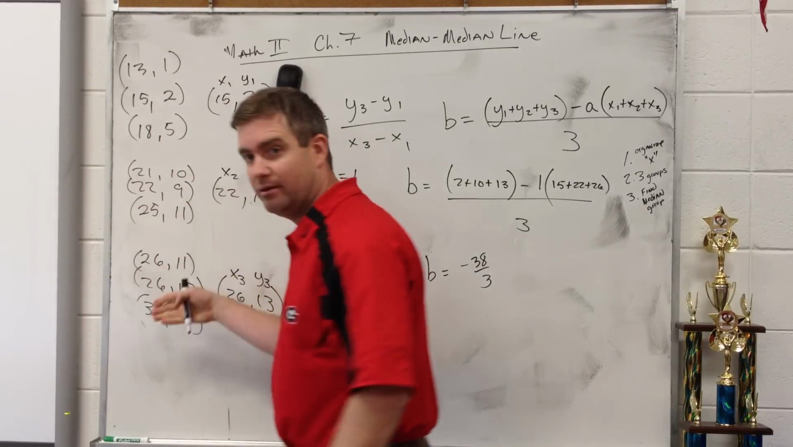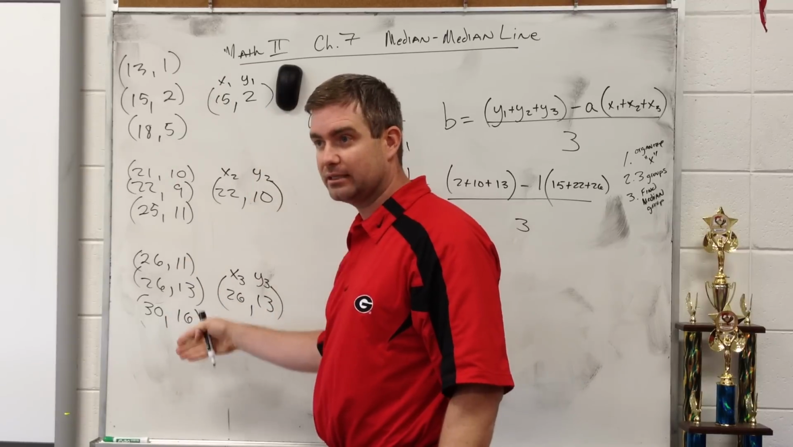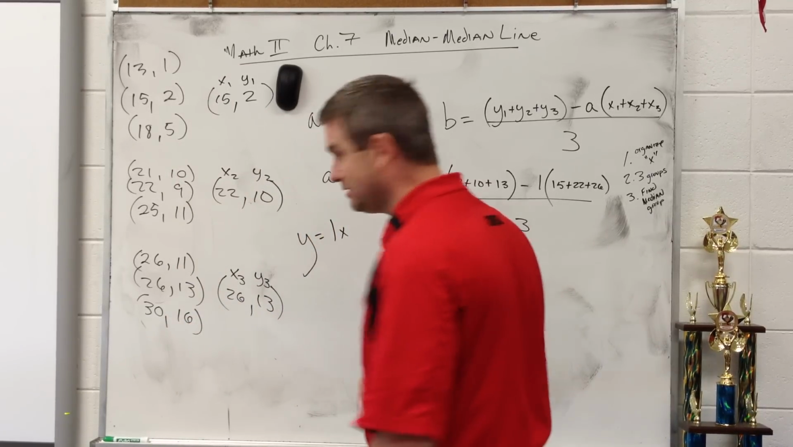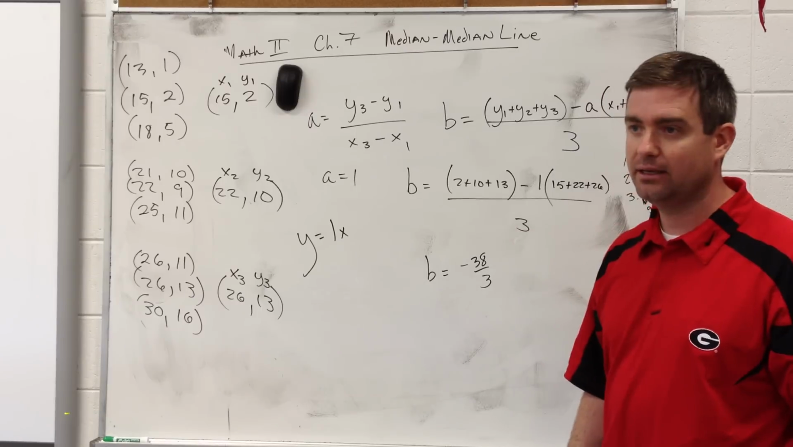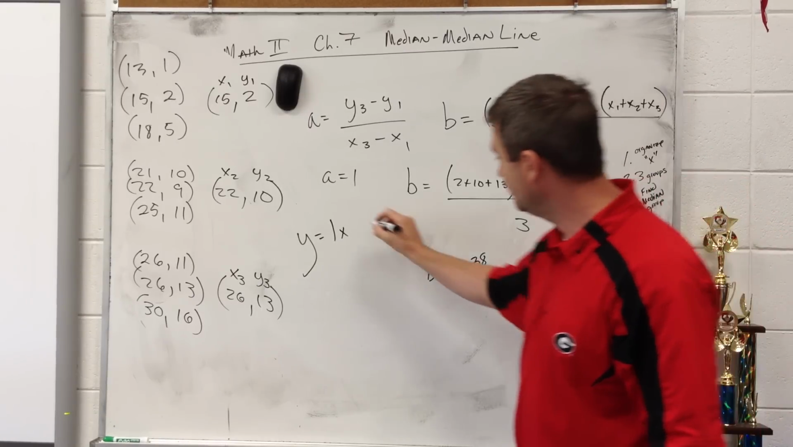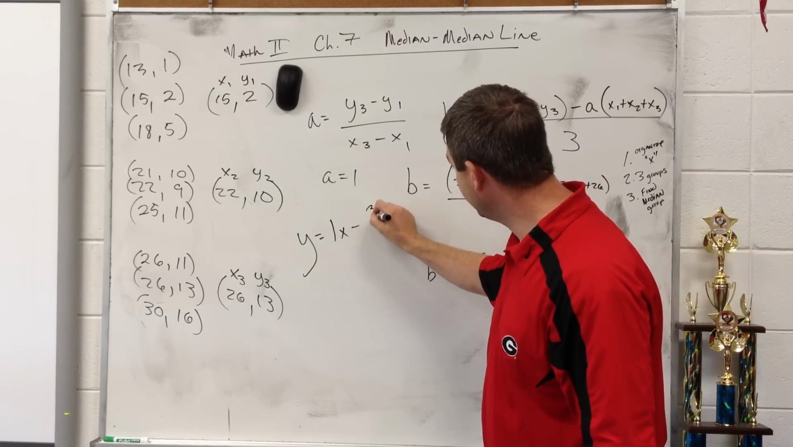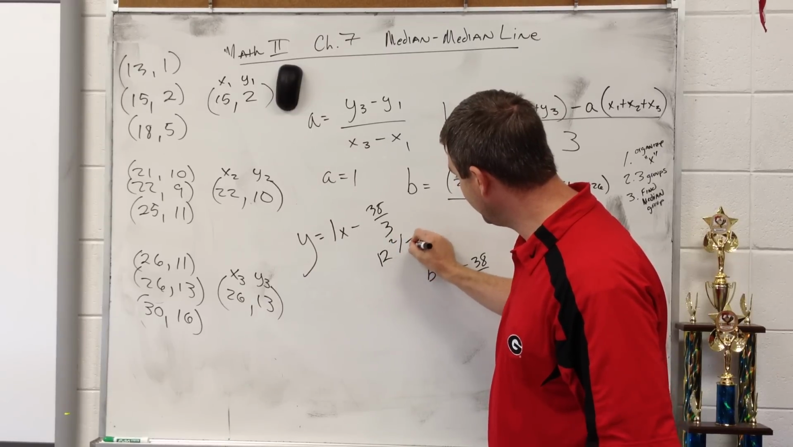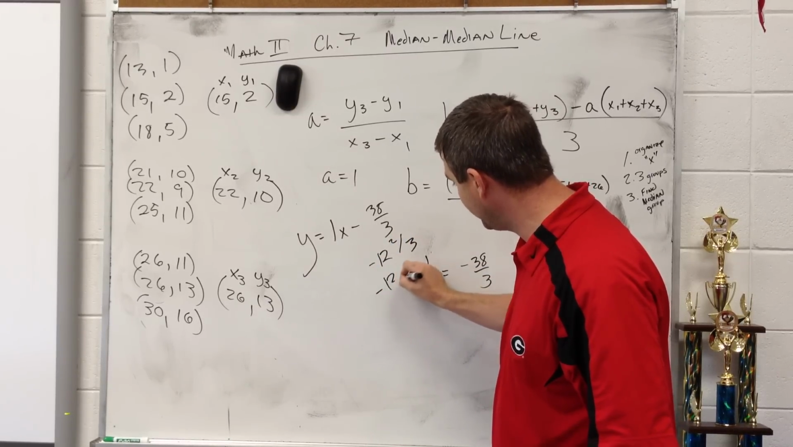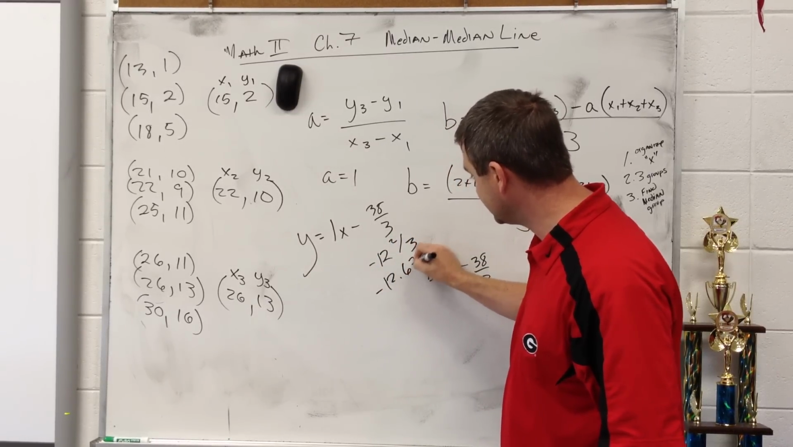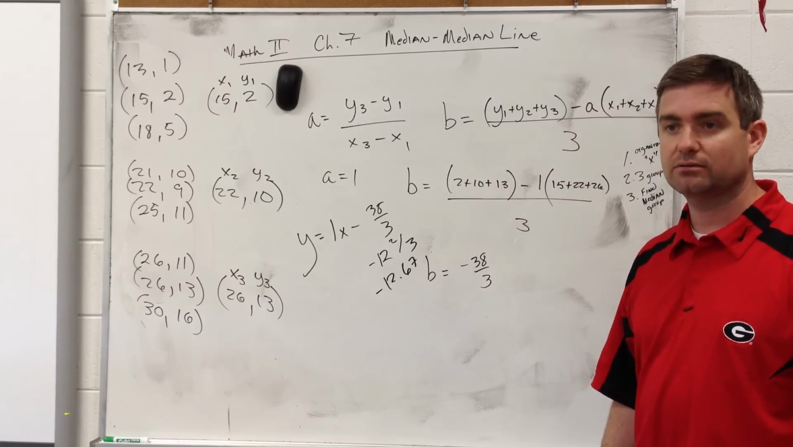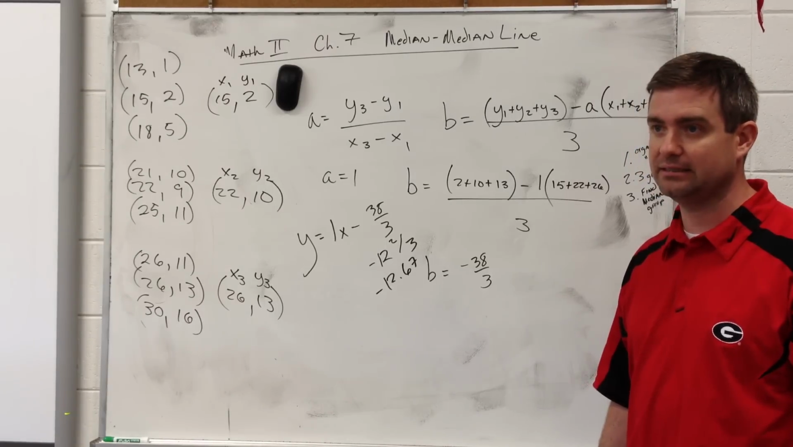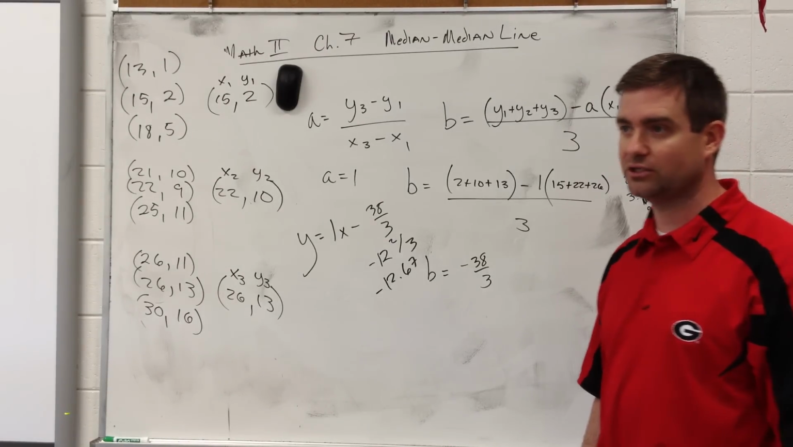Do we remember what our answer is supposed to look like? Right? Y equals what? 1x. You could put it or not put it, either way. Minus what? Minus 38 over 3, or 12 and 2/3, or 12 point what? 6 repeating. Same thing. Okay? Any of those would be acceptable if you're looking at your choices A, B, C, D. Questions on the median line?